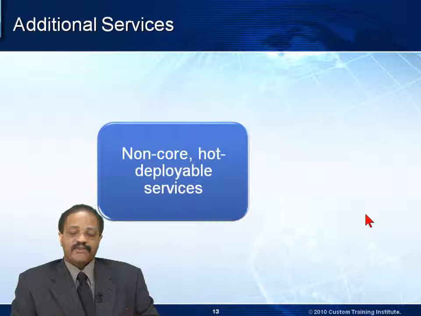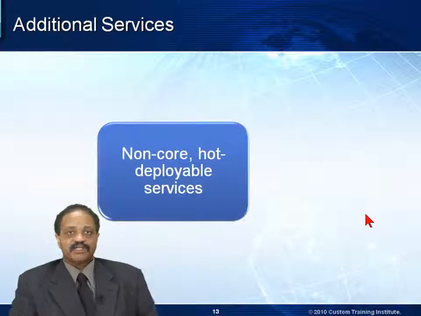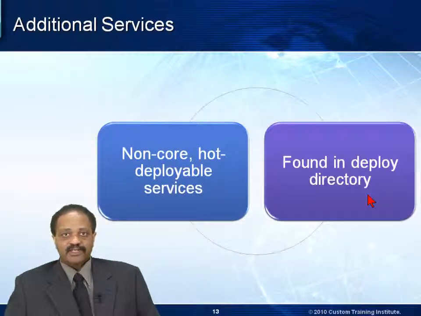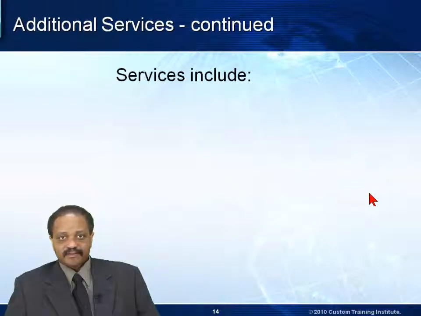So we said earlier that the security domains and the login domains were core services for JBoss. There are some additional services that are considered non-core services, and these non-core services are hot deployable services. Hot deployable services mean that they can be added and removed without having to restart JBoss. These non-core or hot deployable services are found in the deploy directory.